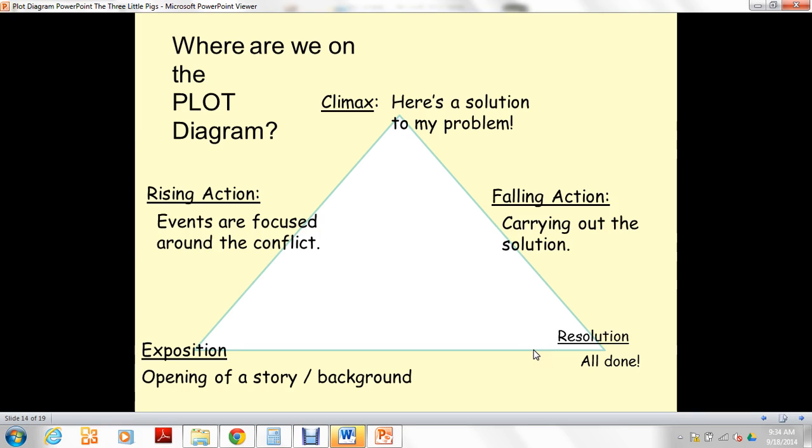Where are we on the plot diagram now? Climax.